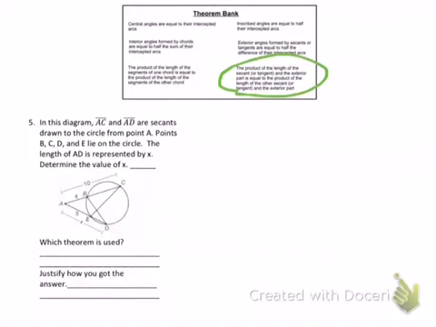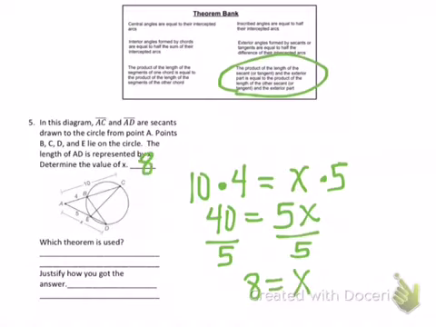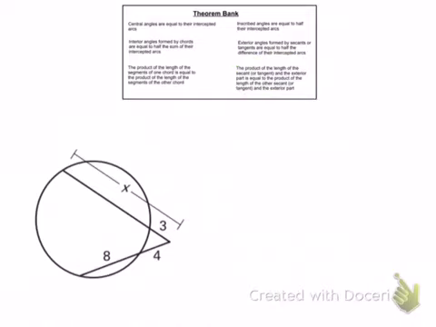So the secant for AC would be 10. The exterior part would be 4. If I look at the other secant, the secant is X and the exterior part is 5. So if I simplify, 10 times 4 is 40 equals X times 5, which is 5X. If I use the division property of equality, I divide both sides by 5. So 40 divided by 5 is 8. So X equals 8. You work this one.